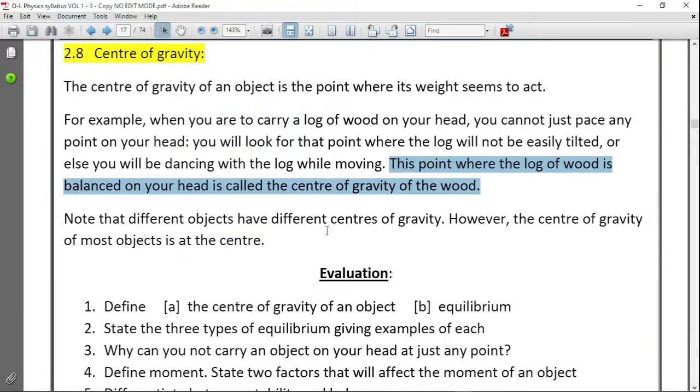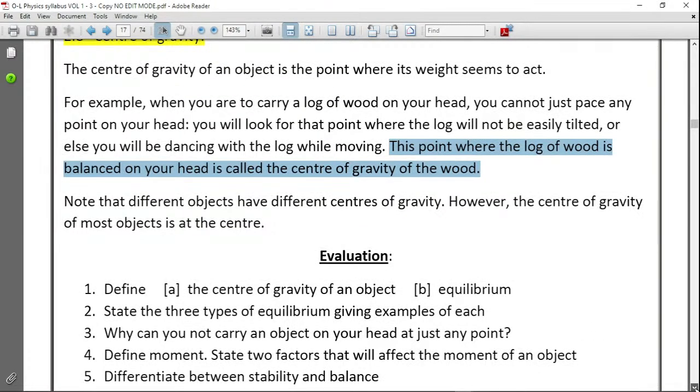Note that different objects have different centers of gravity. However, the center of gravity of most objects is at the center. This is a revision of this chapter.